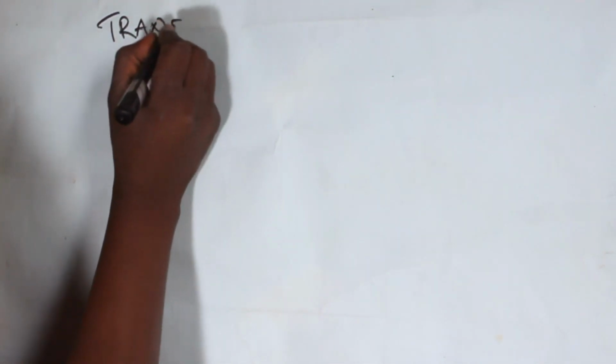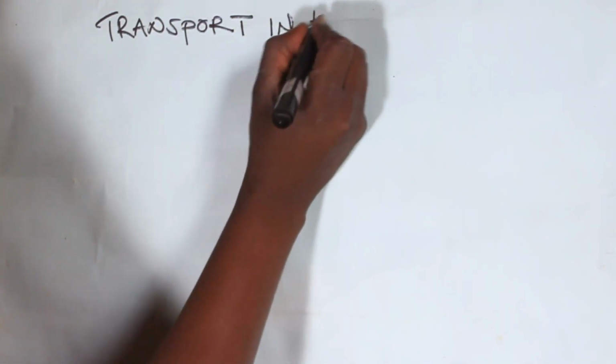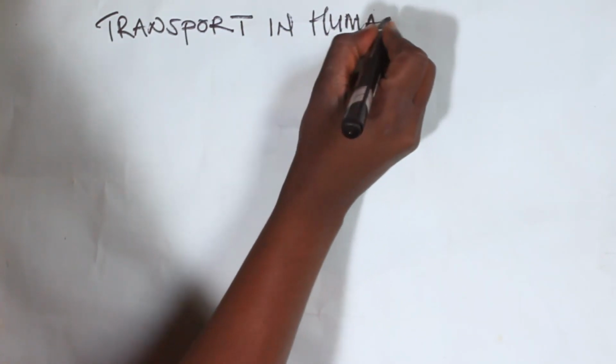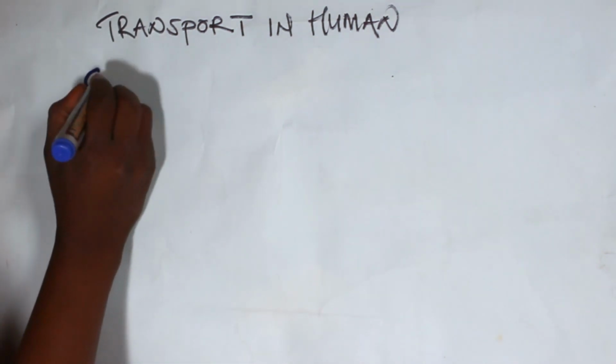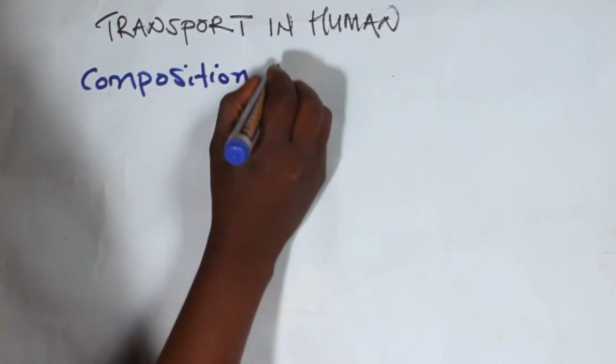So like I said, our topic for today will be transport in humans. All right, so this is why we'll talk about the blood system. Now, to begin with, we'll start to look at the composition of blood.